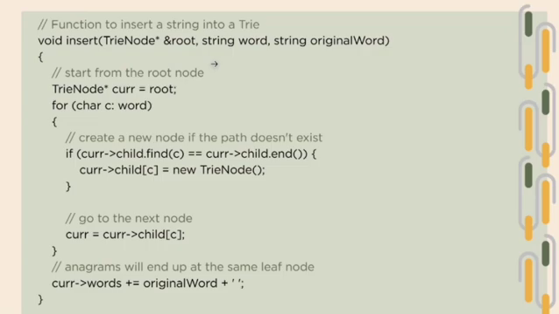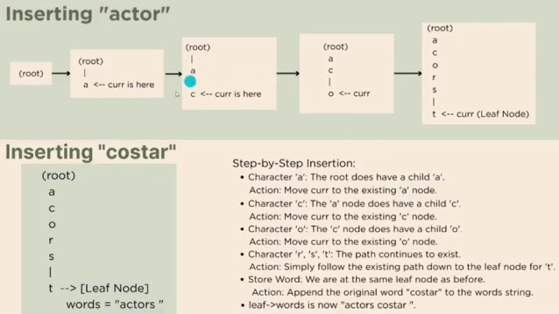If it doesn't, we create a new node. If it does, we follow the same path. For example, when inserting actors element, we create a node. We insert all the elements until we reach the last node. This is our leaf node.